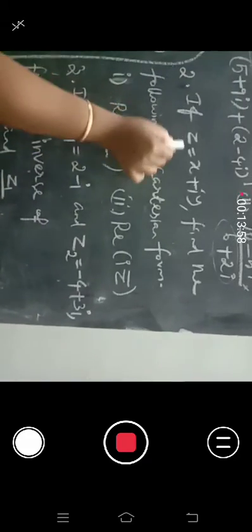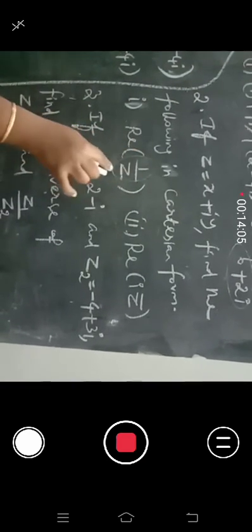This is division form or quotient form. Just multiply both numerator and denominator by the conjugate of the denominator, 6 minus 2i by 6 minus 2i. Then ordinary multiplication of complex numbers, you will get the answer. Here z equal to x plus iy. Find the following in Cartesian form.